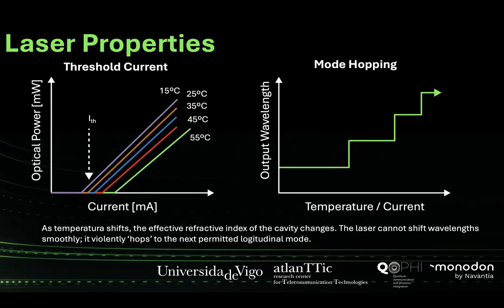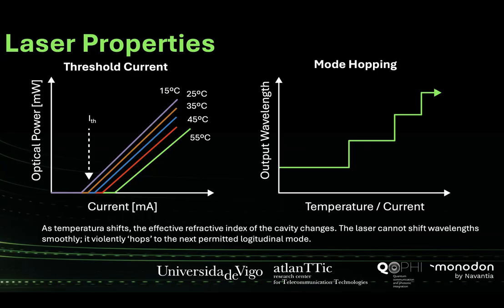Real lasers are incredibly sensitive systems. One important parameter is threshold current. Below threshold, the device behaves almost like an LED. Above threshold, coherent laser emission suddenly dominates.